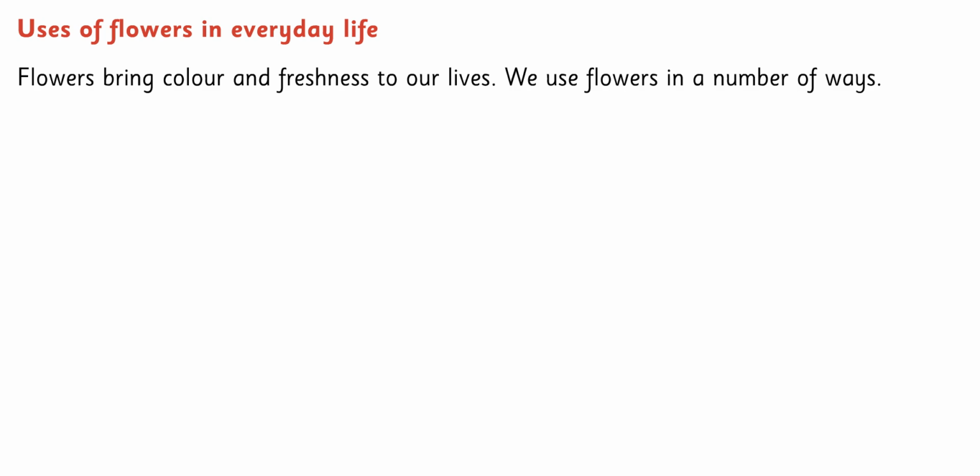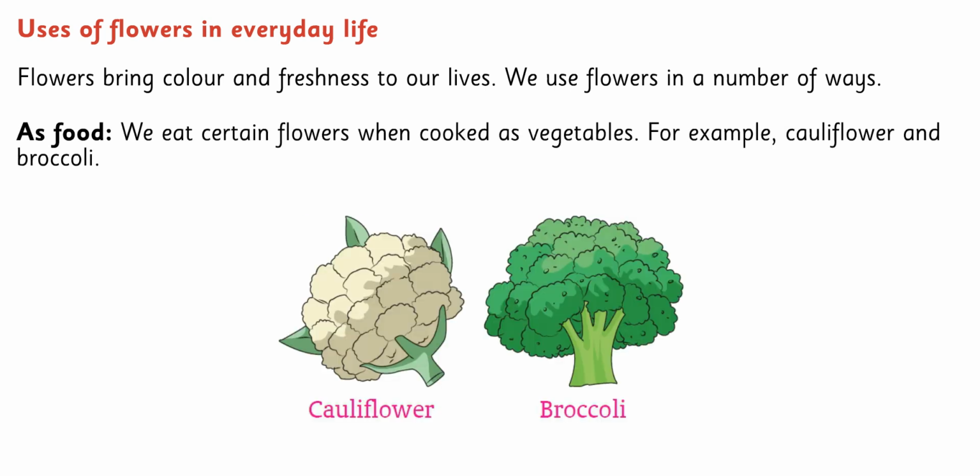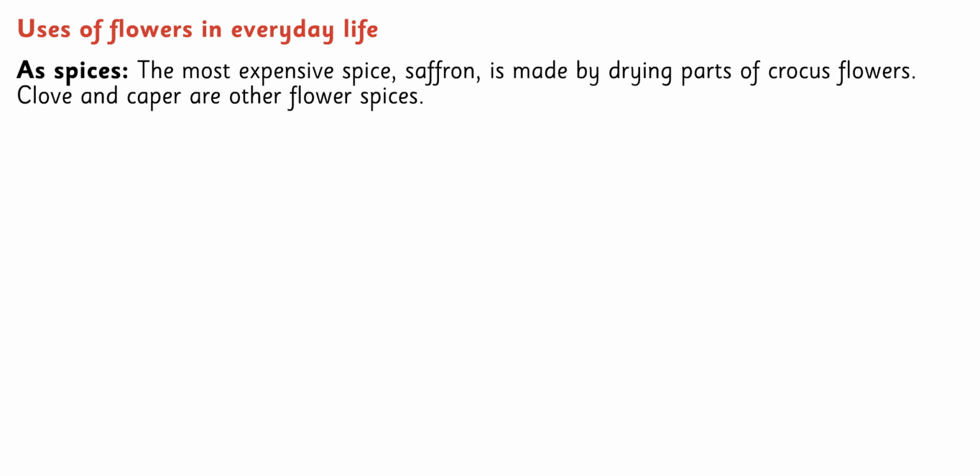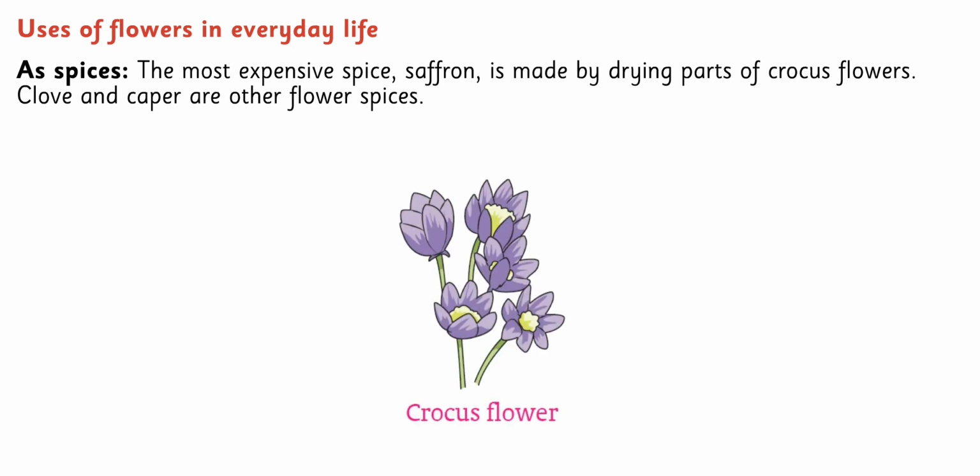Uses of flowers in everyday life. Flowers bring color and freshness to our lives. We use flowers in a number of ways. As food, we eat certain flowers when cooked as vegetables, for example, cauliflower and broccoli. As spices, we use them. The most expensive spice, saffron, is made by drying parts of crocus flowers. Clove and caper are other flower spices.